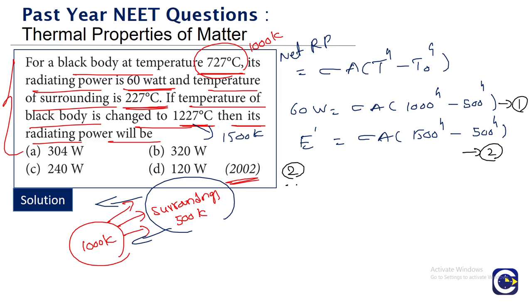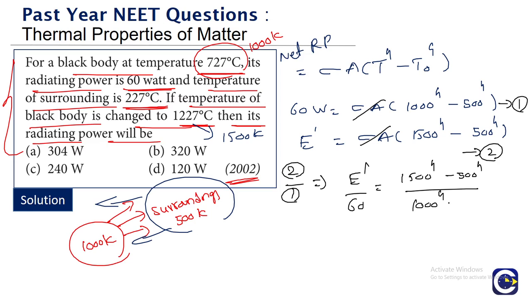So we will do equation 2 by equation 1. On the left hand side we get E dash by 60. Units we will keep away for some time. Sigma A will be cancelled. In the numerator we will have 1500 power 4 minus 500 power 4, and in the denominator 1000 power 4 minus 500 power 4. 1500 can be written as 3 into 500, and 1000 can be written as 2 into 500. So in the numerator we get 500 power 4 common, and here also we will have 500 power 4.